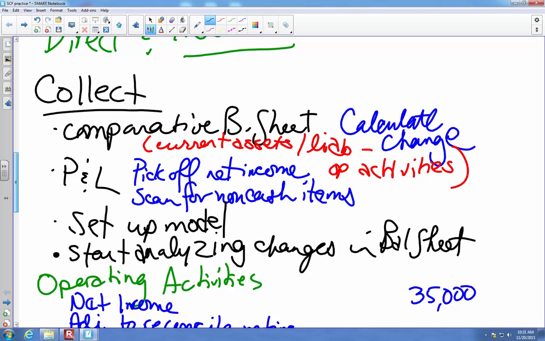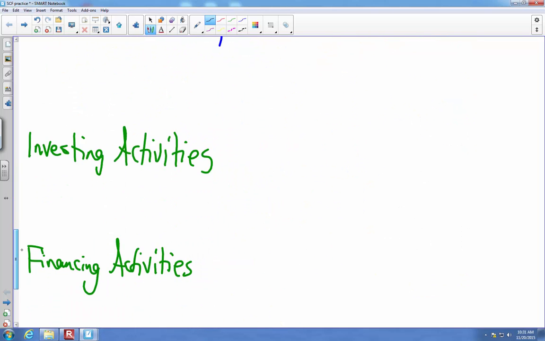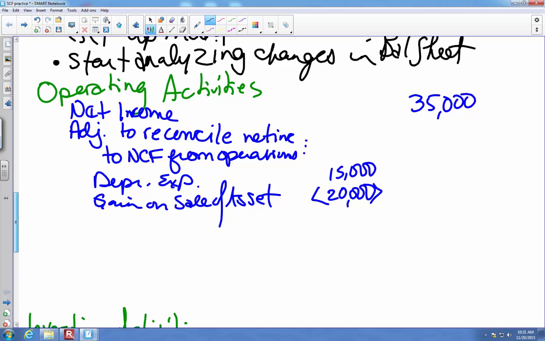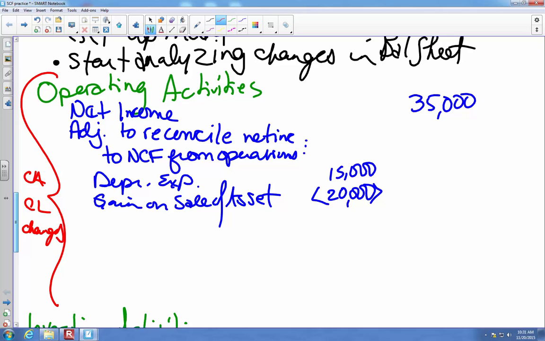So I don't know if you want to write that somewhere, maybe to the left of what we're working on here. Every change in current assets and current liabilities goes into the operating section. Current assets, current liability changes. But that's exactly what we're going to write. So let's do the first one.